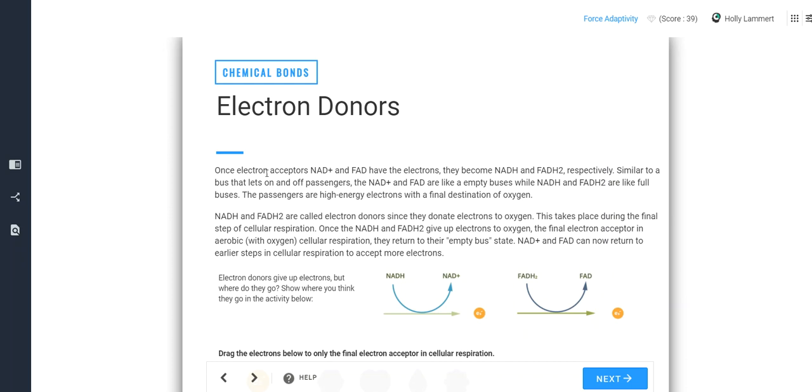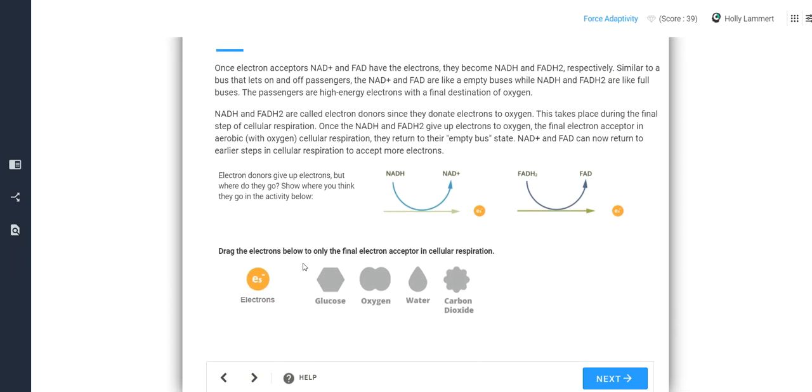Once electron acceptors NAD+ and FAD have the electrons, they become NADH and FADH2. Similar to a bus that lets on and off passengers, the NAD+ and FAD are like an empty bus, while NADH and FADH2 are like full buses. The passengers are high-energy electrons with a final destination of oxygen. Okay, I'm going to just keep reading through this and I'll describe it afterwards in maybe simpler terms.